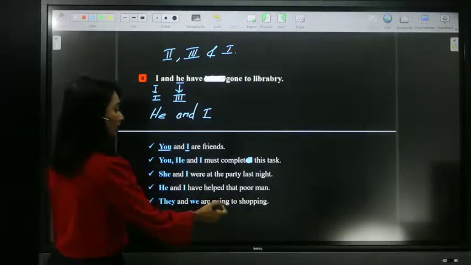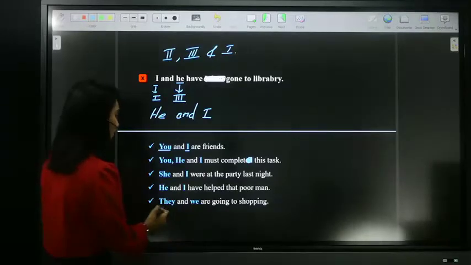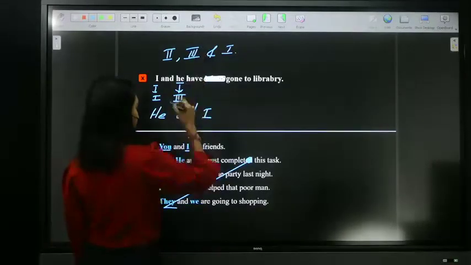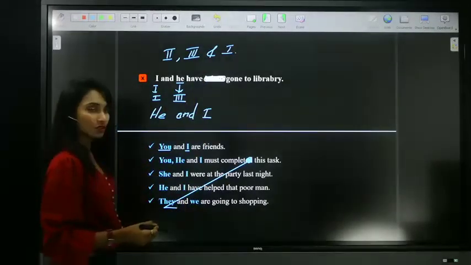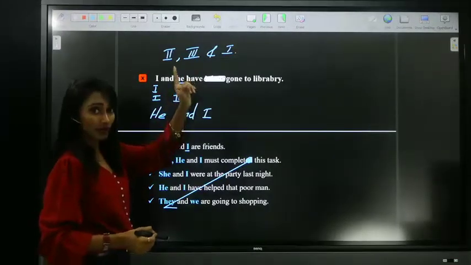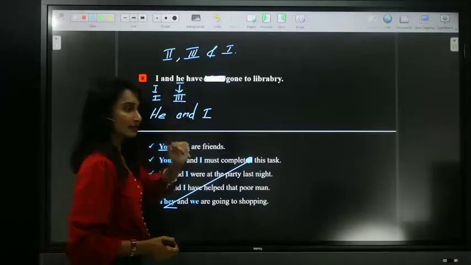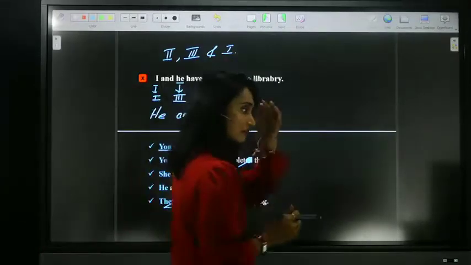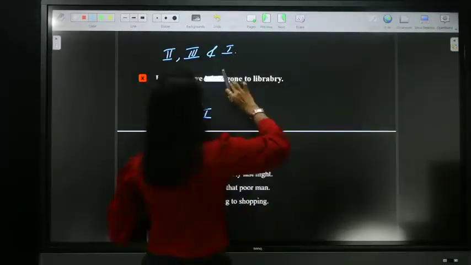They and we are going shopping. Here we have taken it in plural sense. So guys, remember the order for positive. For negative, first, second and third. Now let's see the next one. Yes, Swapna, you're also correct.